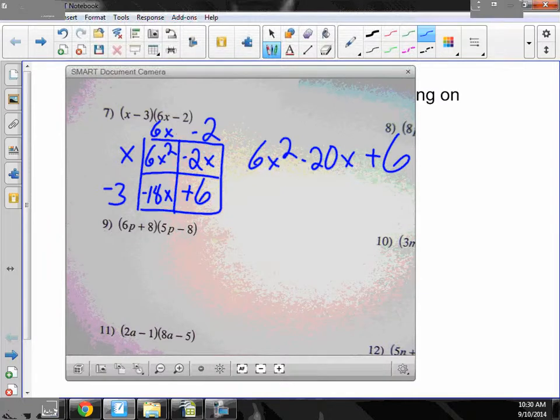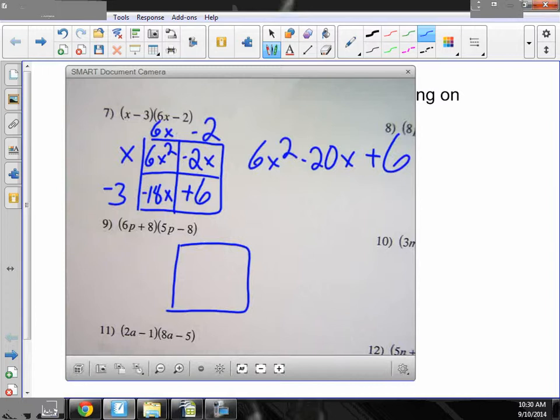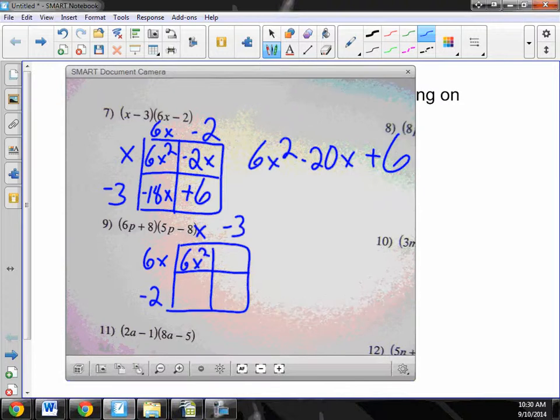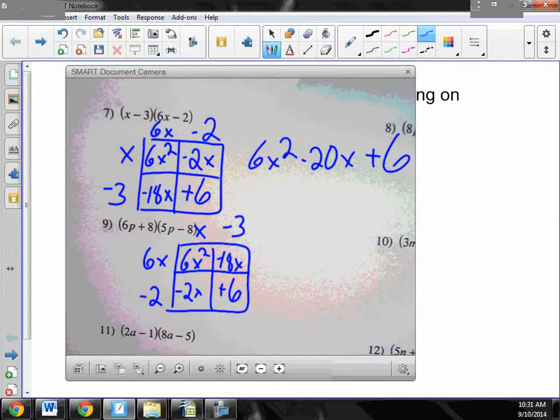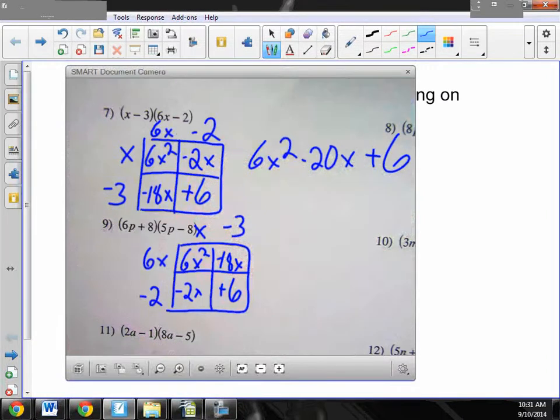Well, that's a good question. Let's switch it around and see what happens. 6x minus 2 and x minus 3. So 6x squared minus 18x minus 2x plus 6. What's the difference between those two boxes? The middle diagonal has flipped. Does that cause a different answer? No, why not? Well, is negative 2 minus 18 any different from negative 18 minus 2? No. So we get the same answer both ways.